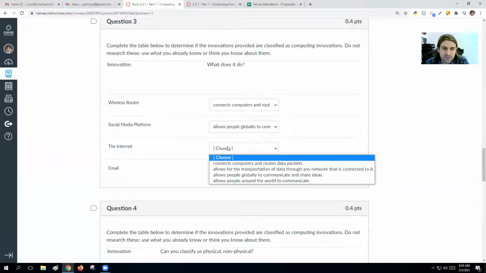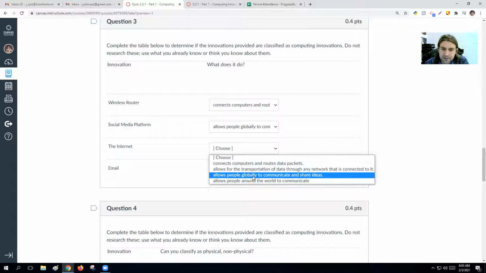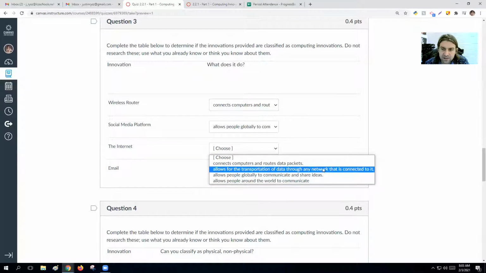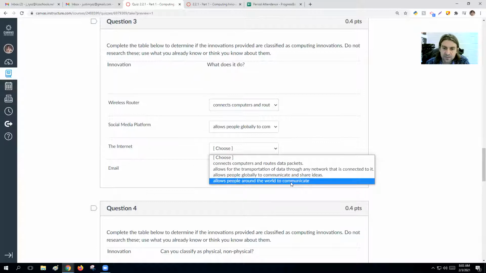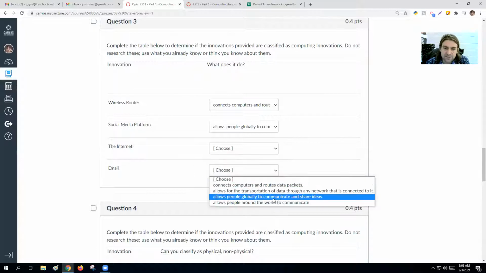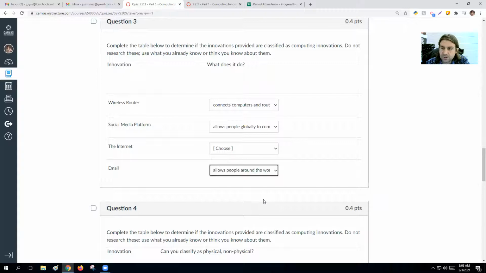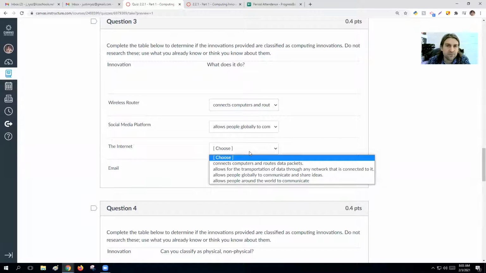Okay, so now we have the difference between email and the internet. The internet allows transportation of data through any network it is connected to, or allows people in the world to communicate. Well, I'd definitely say email is more about communication. You're trying to share ideas and get them back and forth with an email. You ask me a question, you send me an email, I send you a response. That's communication. The internet, though, is not just specifically for communication.